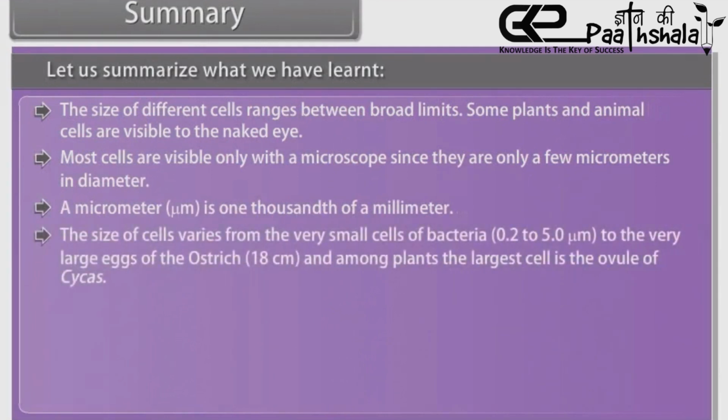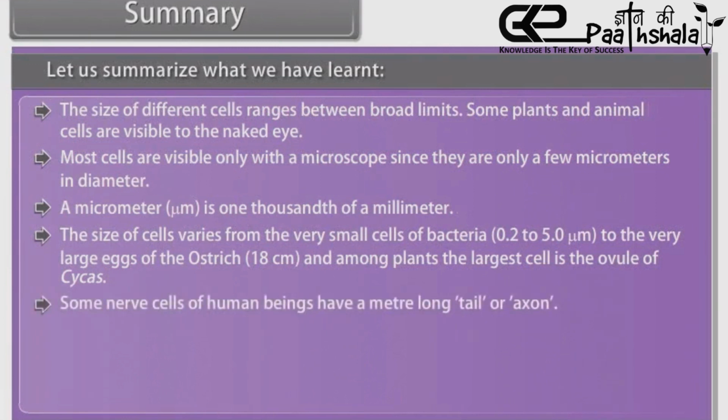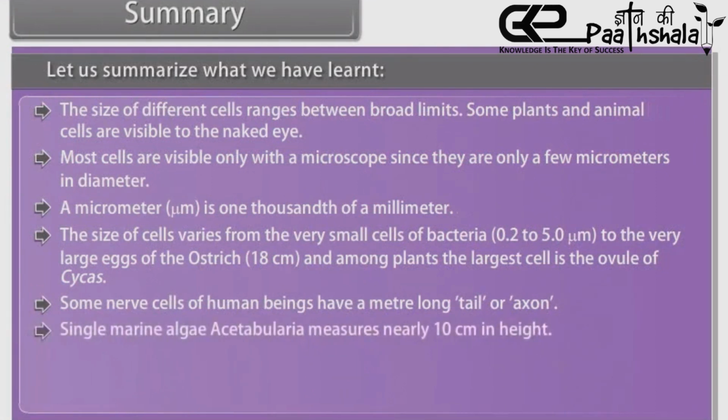The size of cells varies from the very small cells of bacteria, 0.2 to 5 micrometer, to the very large eggs of the ostrich, 18 centimeter, and among plants the largest cell is the ovule of cycas. Some nerve cells of human beings have a meter-long tail or axon. The single marine alga, Acetabularia, measures nearly 10 cm in height.